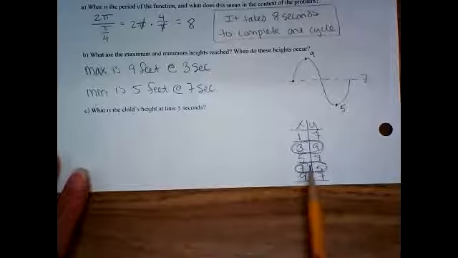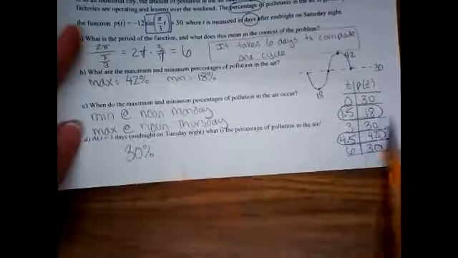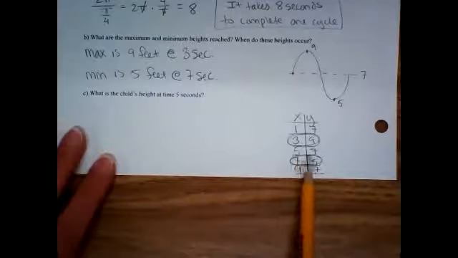And then because we already did all this work, we can answer this question. Just like the pollution one, it said, what's the percentage of pollution at a certain time? Well, we already had our table and we could just look at it. What is the child's height at 5 seconds? 7 feet. You already have it on the table, so you're good to go.